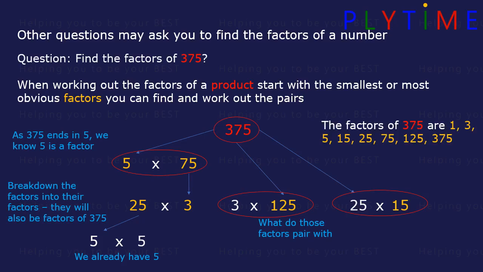So the factors of 375 are 1, 3, 5, 15, 25, 75, 125 and 375, all the numbers in orange. Don't forget 1 and the number itself is a factor pair.